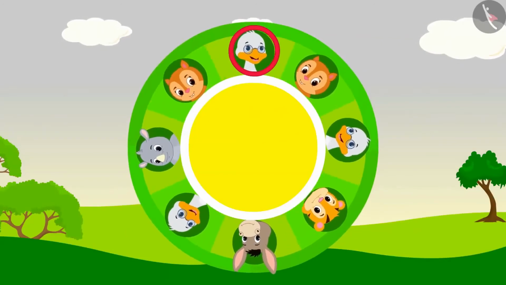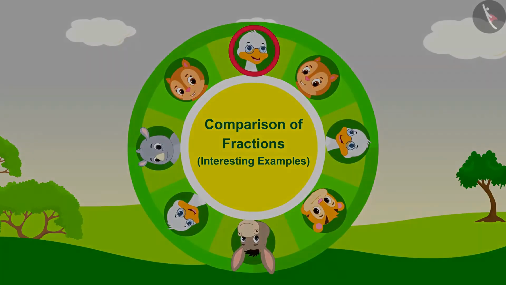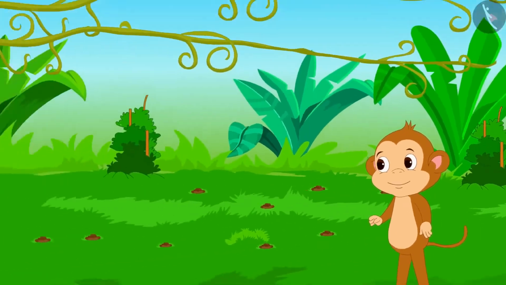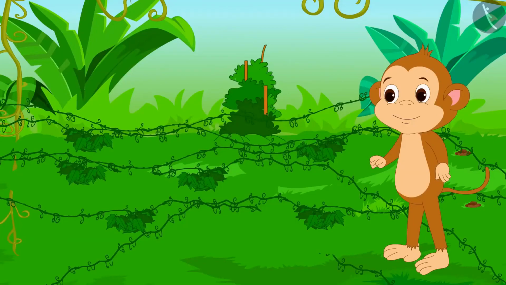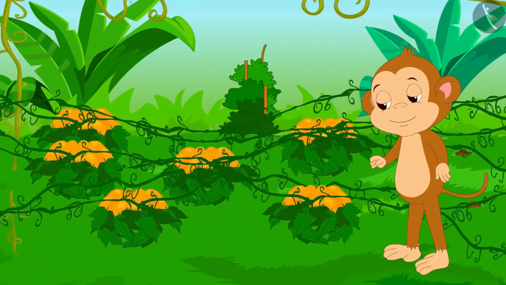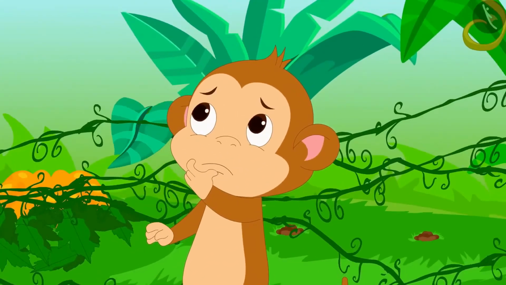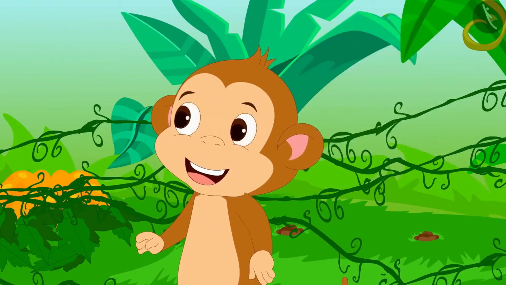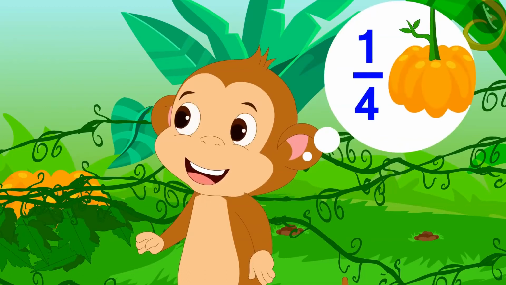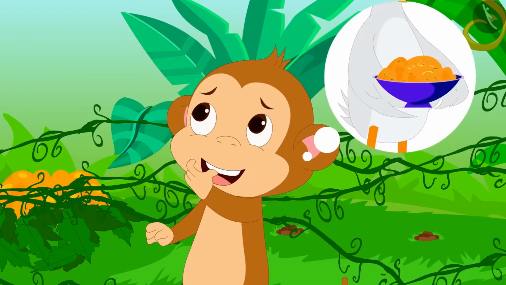Hello children, in this video we will see some interesting examples of comparing fractions. Babban has sown 12 pumpkin seeds in his field. A few days later, he saw plants growing from those seeds. Babban became very happy. Now, Babban started thinking that when 12 pumpkins grow out of those plants, he will give 1/4 of them to Badbole uncle. He makes very tasty pudding of pumpkin.